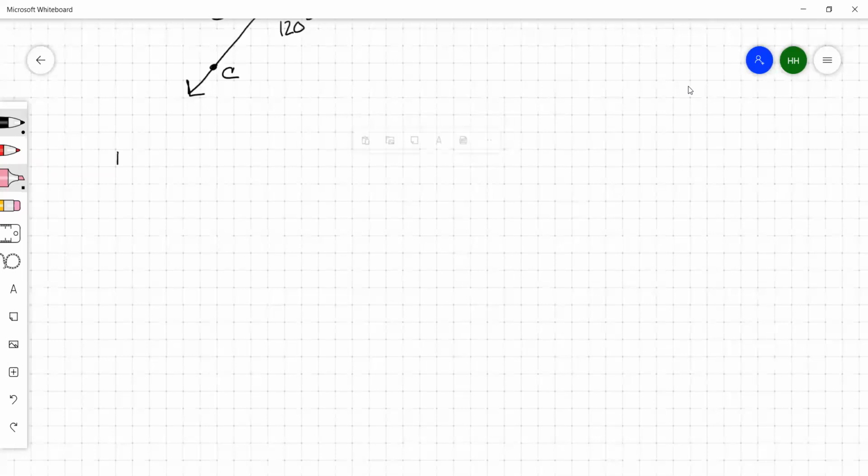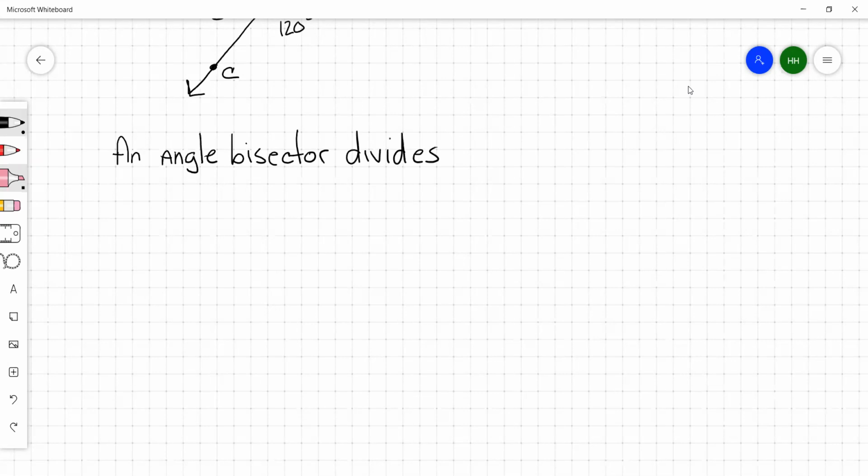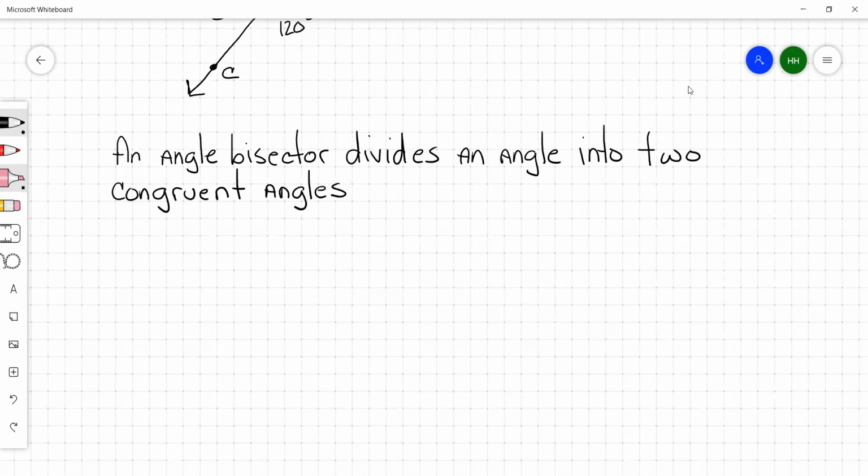We're going to say next that an angle bisector divides an angle into 2 congruent angles. An angle bisector divides an angle into 2 congruent angles.